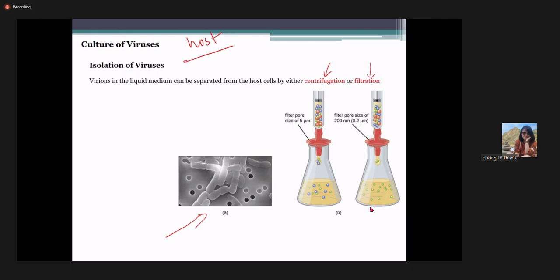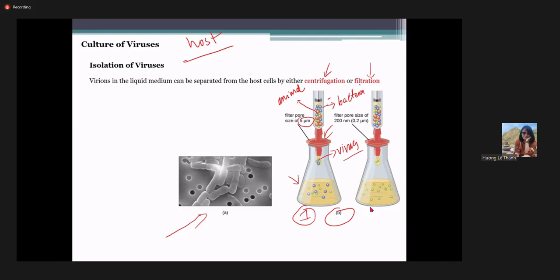In picture B, in the first step, the size of the pores in the filters determines what is captured on the surface of the filters. You can see the animal cells in red, bacteria in blue, and the virus in green. In B1, the filter paper has a bigger pore size, 5 micrometers. The animal cells will stop here, they get stuck here. So in the solution, we can collect only bacteria and the virus.